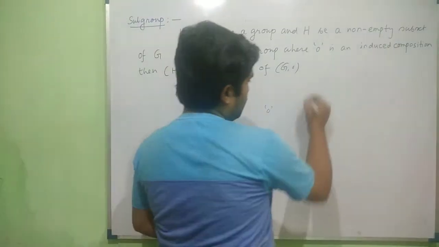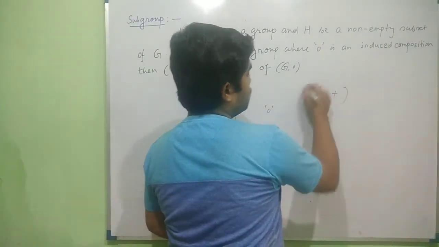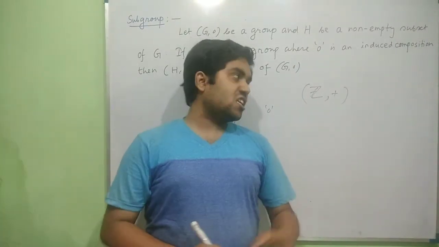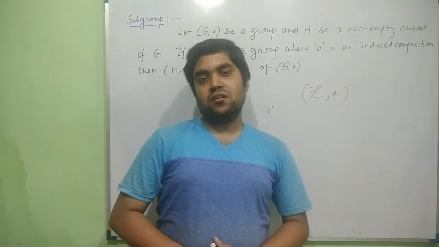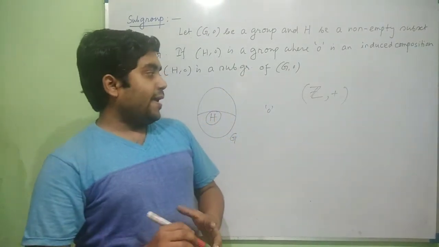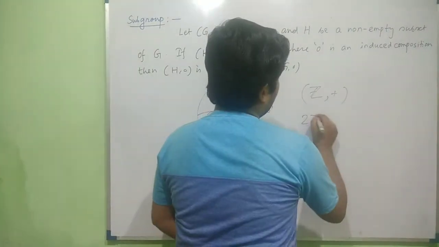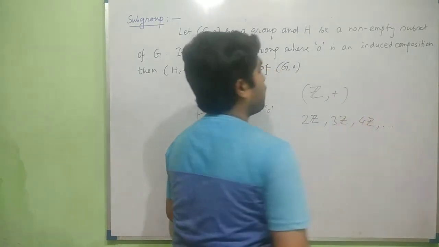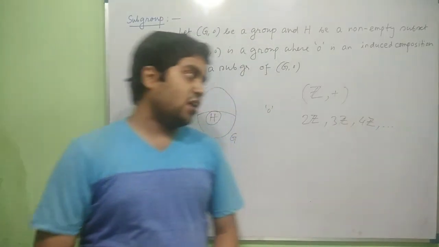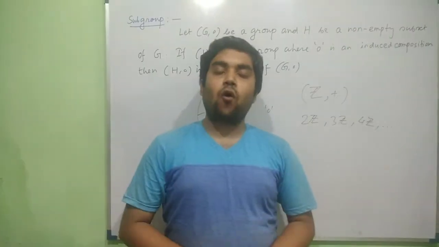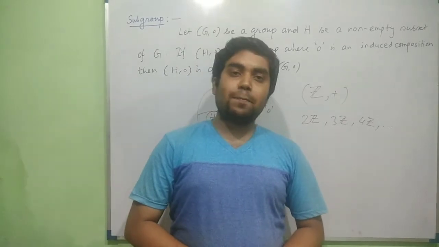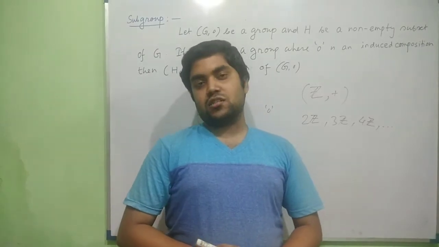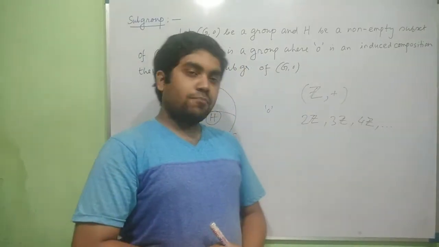For example, suppose we consider the group (Z, +), because we know that the set of all integers forms a group with respect to the usual addition, which is the binary composition. Hence, any subset like 2Z, 3Z, 4Z are non-empty subsets of the set Z, where 2Z is the collection of all even numbers, that is the multiples of 2, and 3Z is the collection of all integers which are multiples of 3.